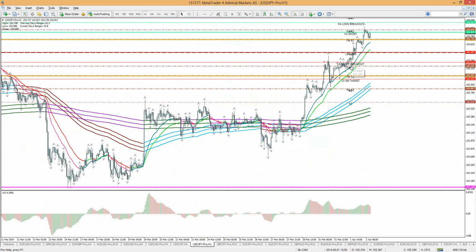The hourly is very impulsive. It's really moving fast. Why? Because the gap between these two moving averages remains constant. And when it does that, that means there's a lot of impulse. There's a lot of space between these moving averages as well.